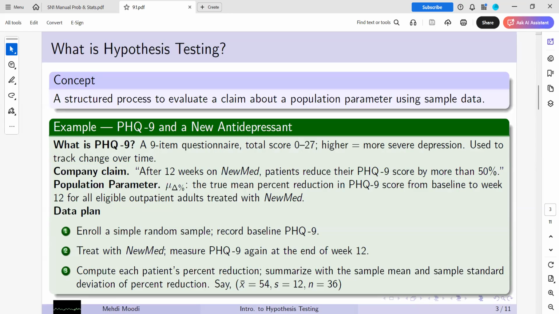Hypothesis testing is a reality check for claims. We must first understand the claim and come up with a plan on how to gather data. Then we will summarize our data and prepare to state our case. If you take a large sample, say n equals 36, and find the sample mean to be 54 with a sample standard deviation of 12, would that be enough evidence in favor of this company's claim? We need to be careful here. We don't want to falsely get people's hopes up, especially if they are already clinically depressed.